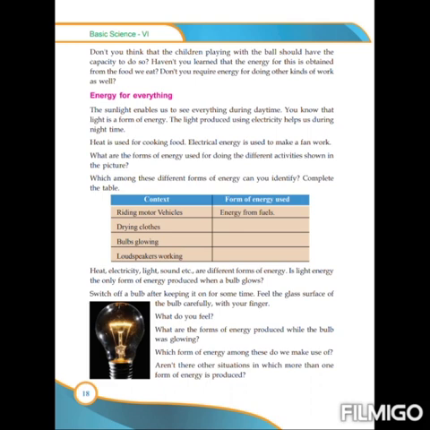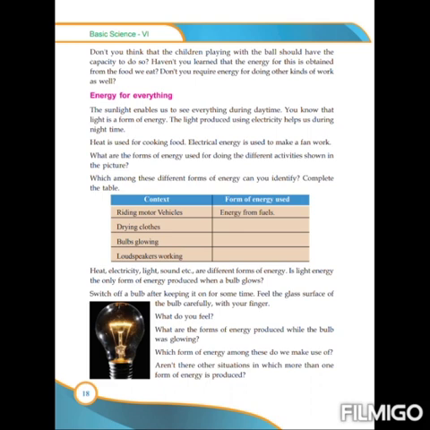The sunlight enables us to see everything during daytime. You know that light is a form of energy. The light produced using electricity helps us during night time. So, during daytime, the sunlight helps us to see everything around us. But what happens during night time? During night time, the light produced by electricity helps us to see things. And if light is not there, we cannot see anything during night time. And we all know that light is a form of energy.